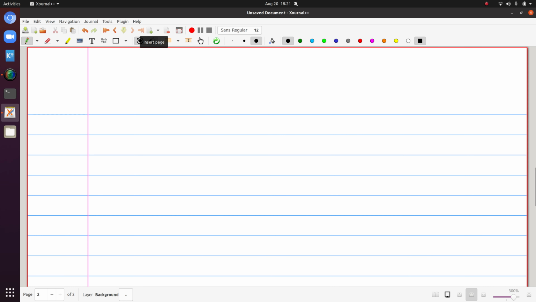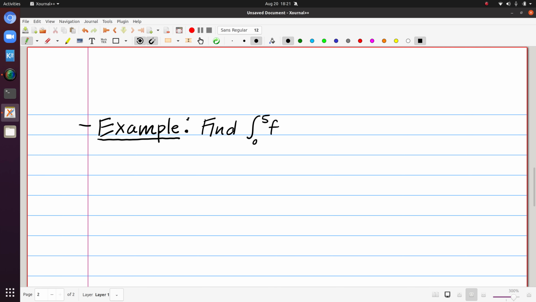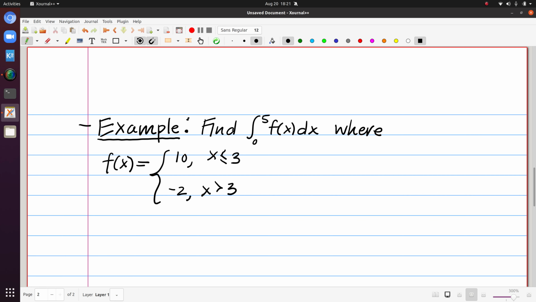So another example. Suppose we have a piecewise function. We can actually use our properties before to evaluate integrals of piecewise functions. So we want to find the integral from 0 to 5 of f of x, where the function f of x is piecewise defined as equal to 10 when x is less than or equal to 3, and equal to minus 2 when x is greater than 3.